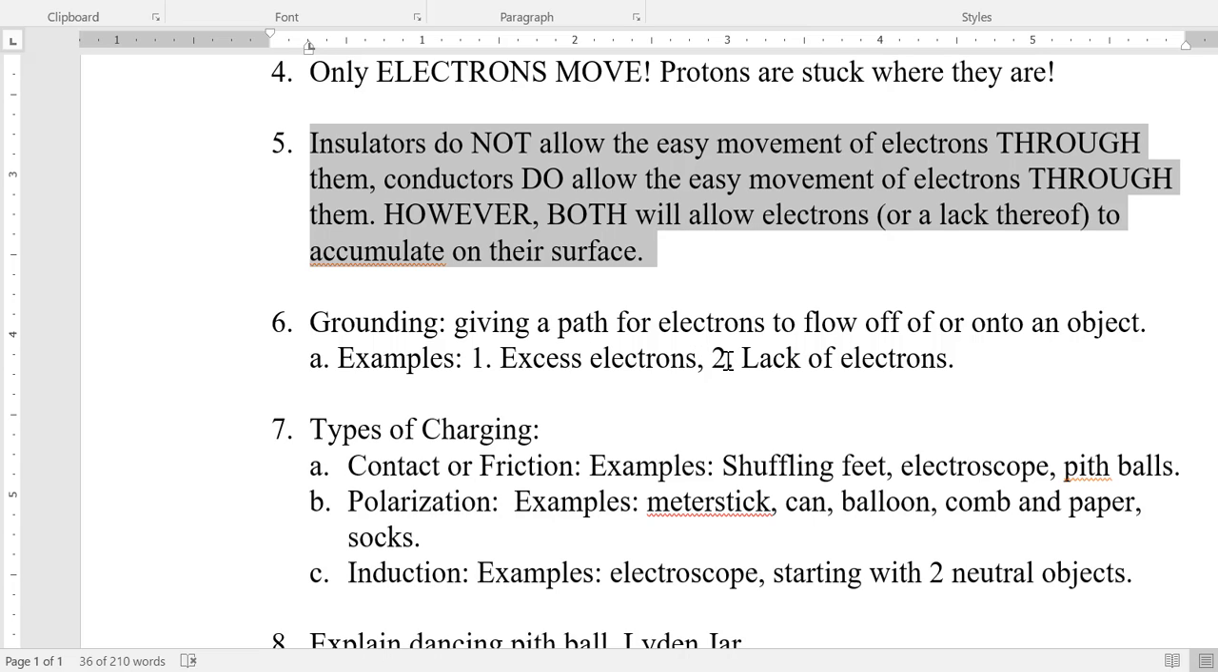Conductors allow easy movement of electrons through them. Both conductors and insulators allow electrons to accumulate on their surface, or you can take electrons off of their surface and make the surface positive in that case. So you'll see that in some of the pictures we're going to draw here in a moment. And what does that mean?